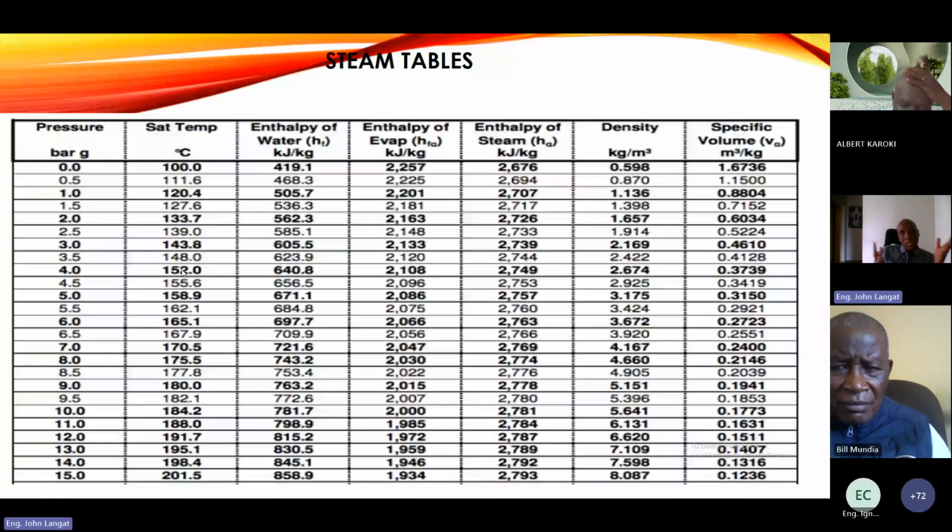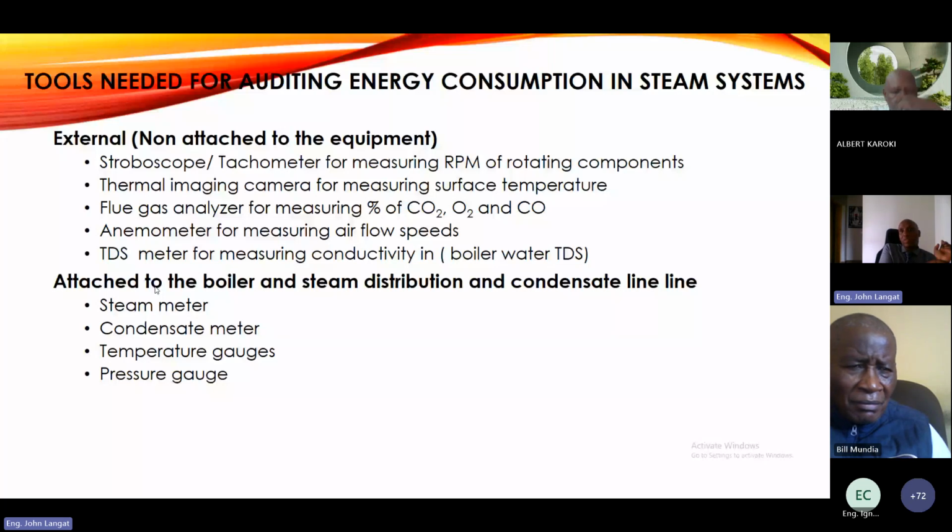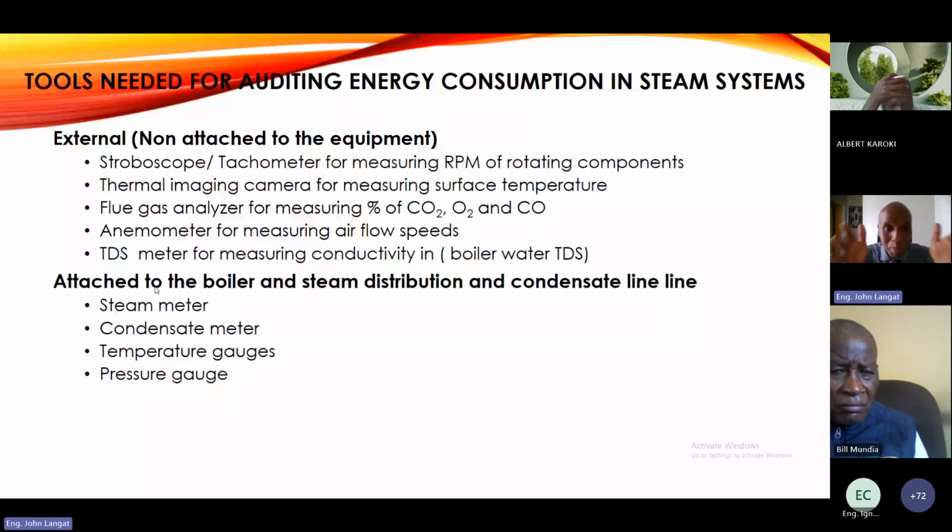So let's look at the tools needed as an energy auditor for auditing steam consumption. I've classified them into two. There are those which are attached to the boiler, and there are some which you walk into the boiler house with. I'll start with the external ones. The list is limitless. These are just maybe the bare minimum I need to audit a plant. Of course, I'm talking about thermal systems, not electrical. For electrical, you need a power logger. So these are specifically to audit a thermal system, the steam boiler, as in steam consumption.